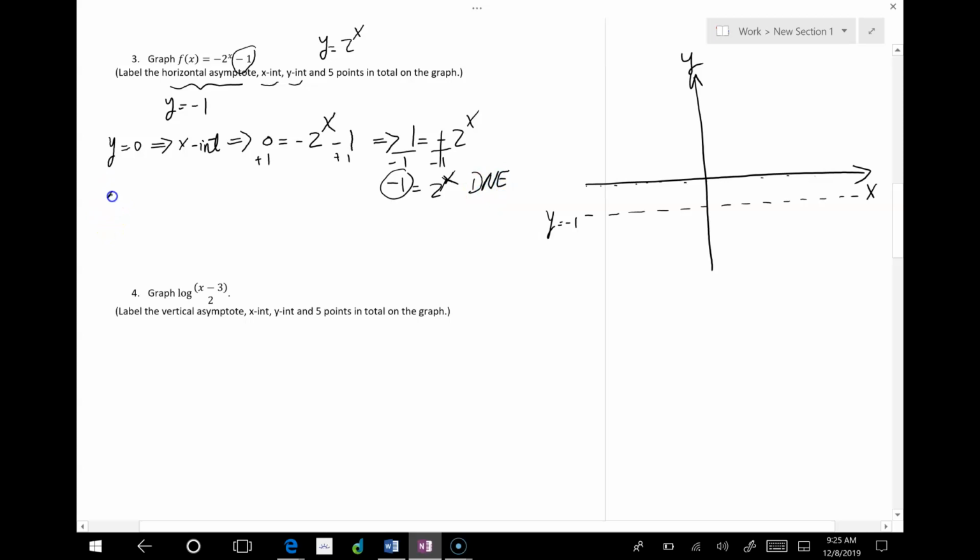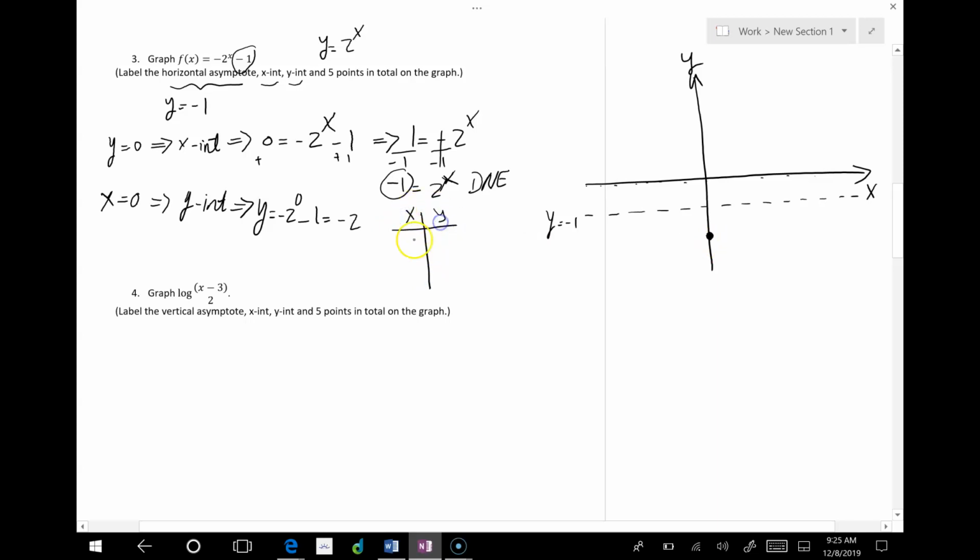Now you want to find the y-intercept. That happens when x is 0. That is y equal to negative 2 to the power 0 minus 1. So that would be negative 2, because 2 to the power 0 is 1, negative 1 minus 1 is negative 2. So here is the y-intercept. And then I said 5 points in total. You only have 1 point, so you need to come up with 4 more points.